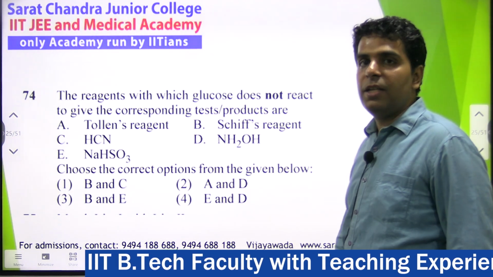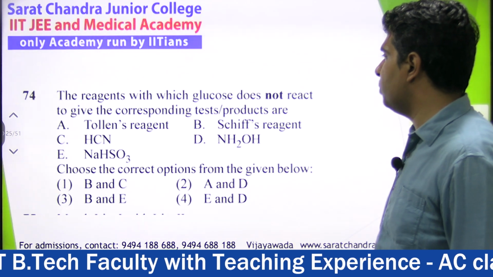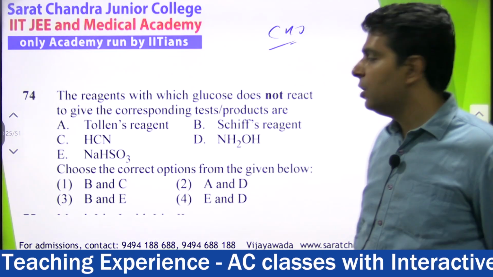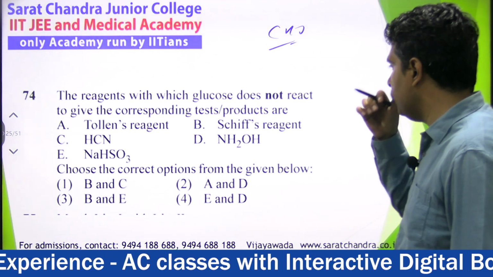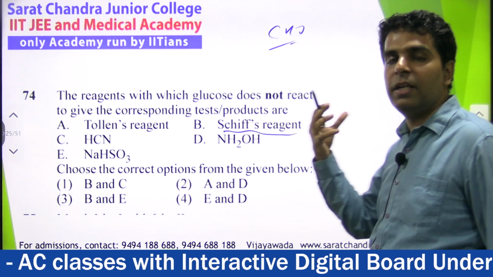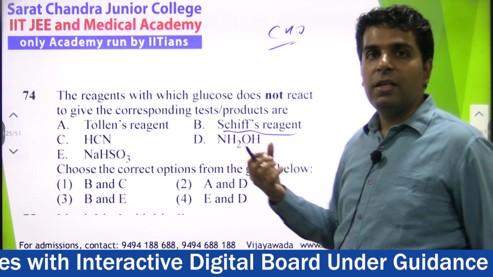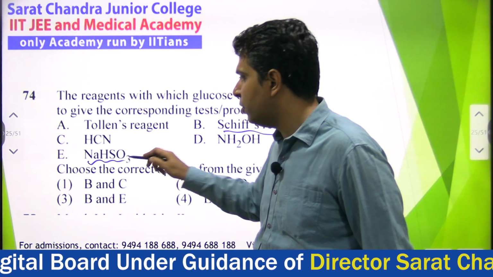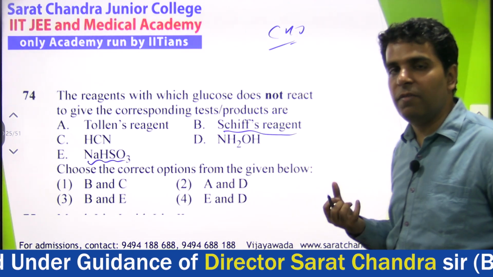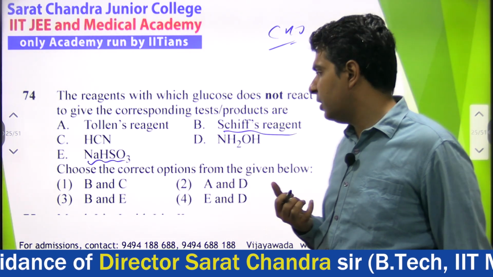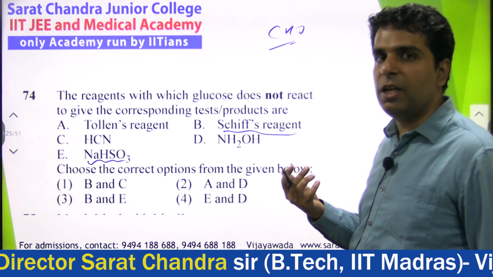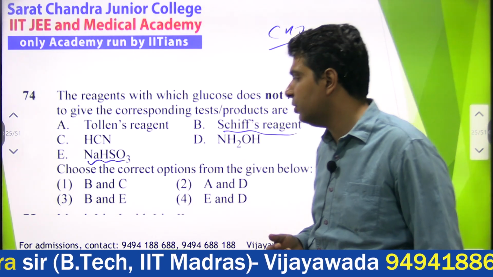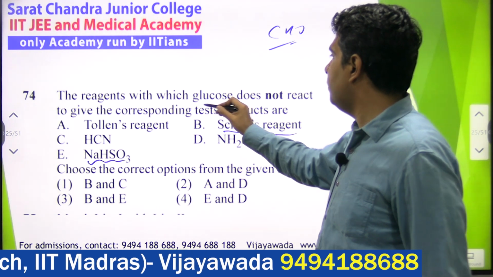Next question. The reagent with which glucose does not react to give the corresponding test products are. So glucose is having aldehyde group. So glucose will react with Tollens reagent, but due to its cyclic hemiacetal formation, it does not react to Schiff's reagent because its aldehyde group is not easily available in its cyclic hemiacetal formation. And sodium bisulfite is also not easily added because the aldehyde group is not available because of cyclic formation of the hemiacetal group, and it does not react to 2,4-DNP also because this aldehyde group is involved in the cyclic hemiacetal formation. So which of the following reagents does not react to glucose?